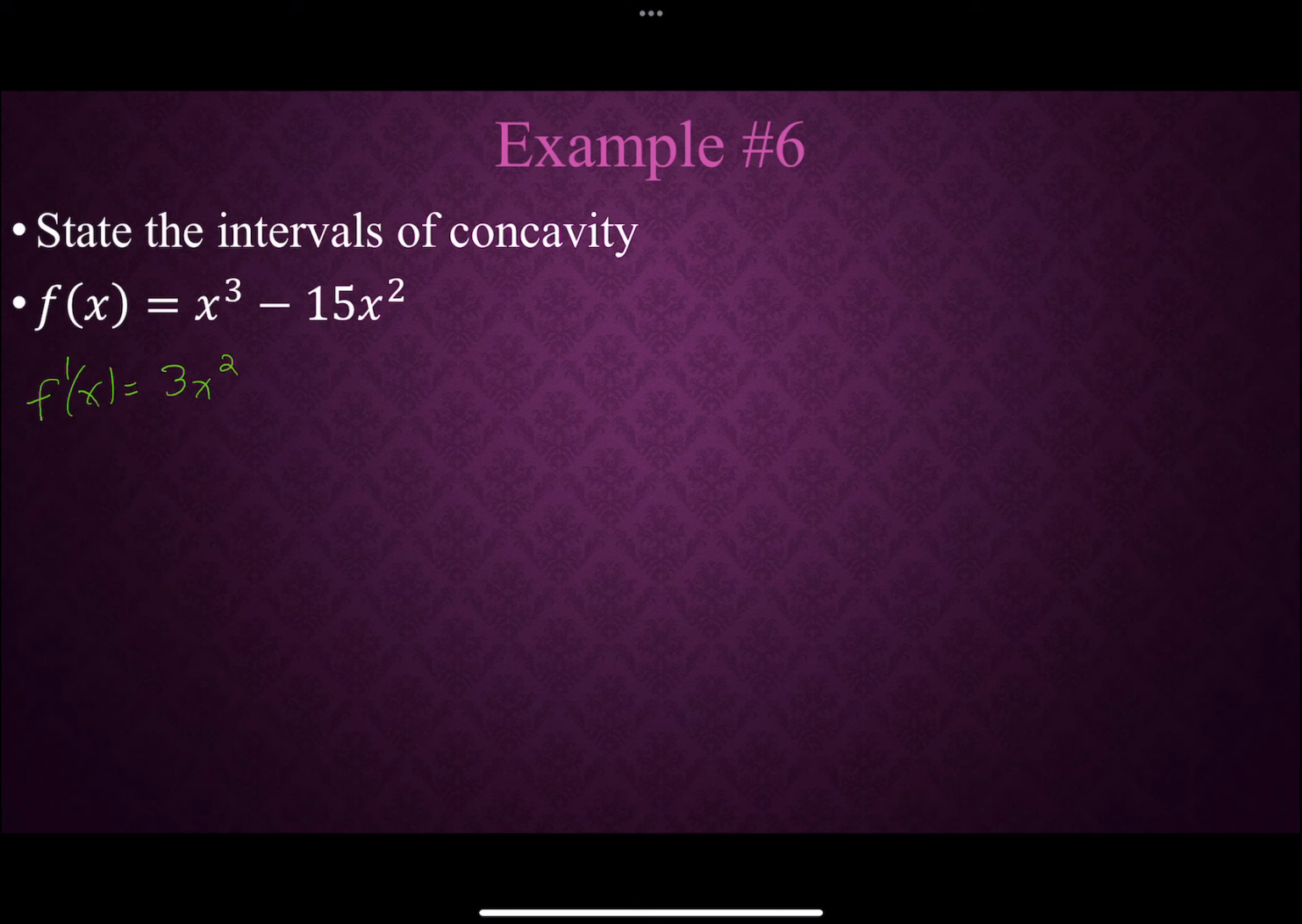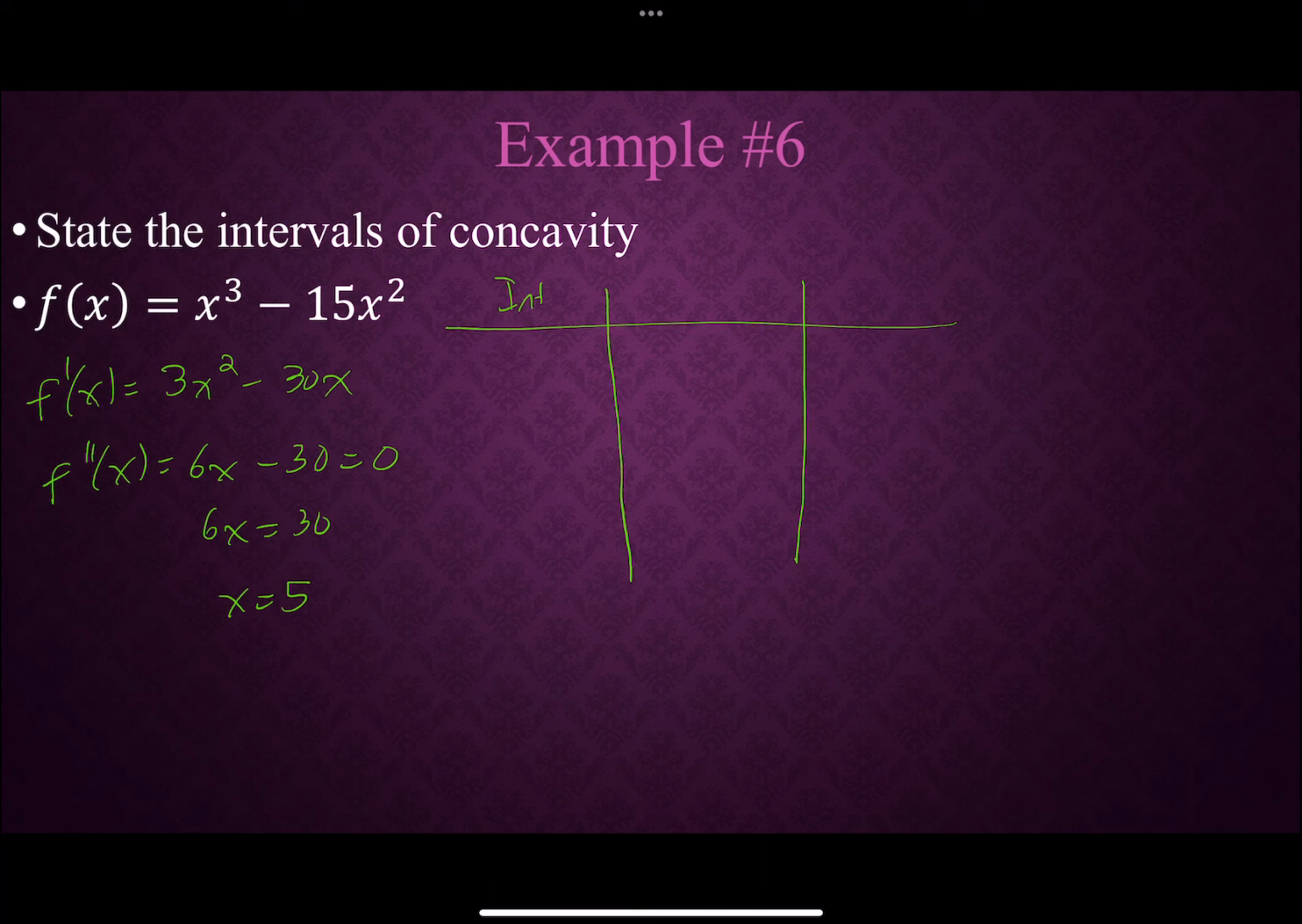We get 3x squared minus 30x. We take our second derivative. Get 6x minus 30. We set that equal to 0. And we get x equals 5 as a possible point of inflection. So we go ahead and set up our interval charts. We're going to go from negative infinity to positive 5, positive 5 to infinity. I'm going to test 0, and I'm going to test 6. I always like testing 0 wherever possible, so I always use that if I can.